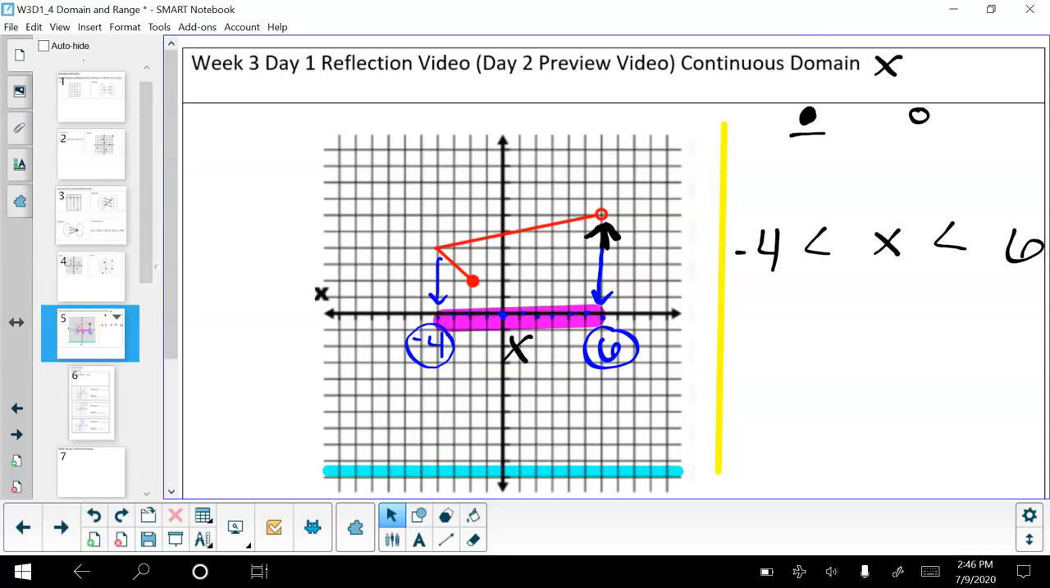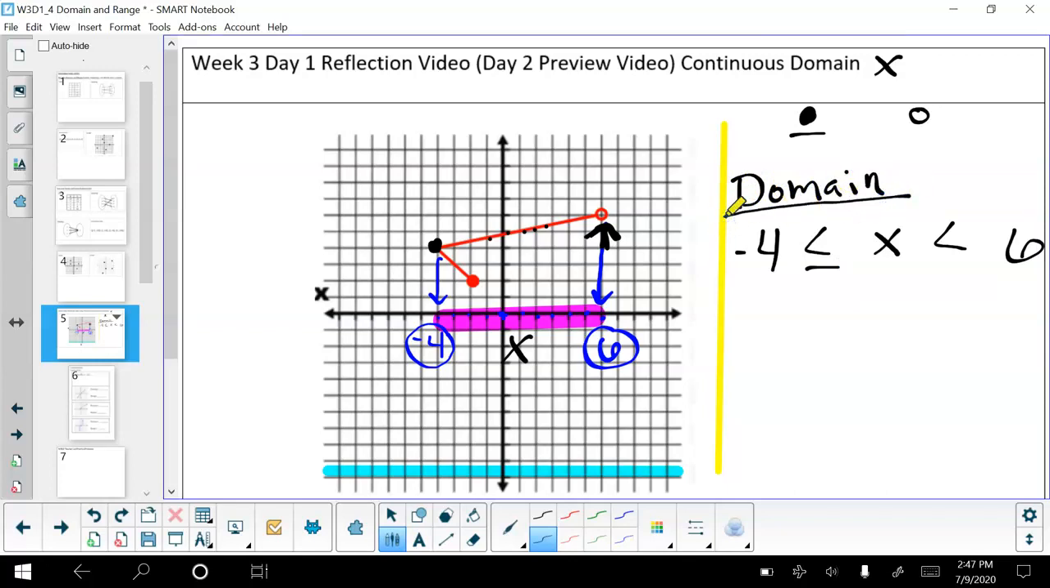But this -4 over here, even though it doesn't have a dot, there really is a dot there. They just don't show it because there's dots all along this. So there really is a dot here. And since it's on the line segment, then it's a closed-in dot. So that -4 should have the underline. And this is the domain of this graph. It's everything in between and including a -4 and a 6. Or another way to say that, it's all the numbers greater than or equal to a -4 and less than a 6.